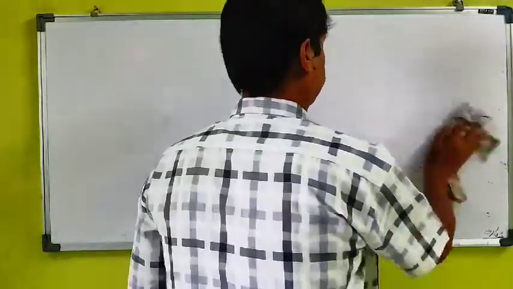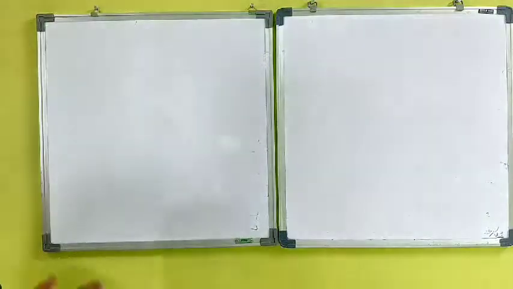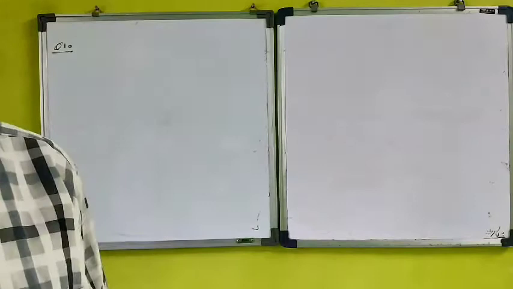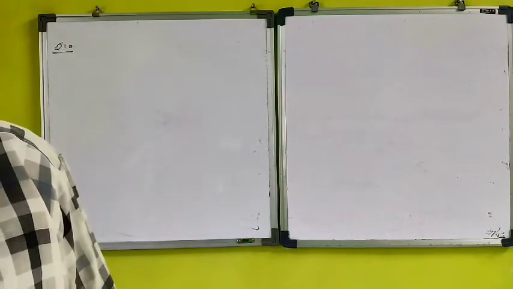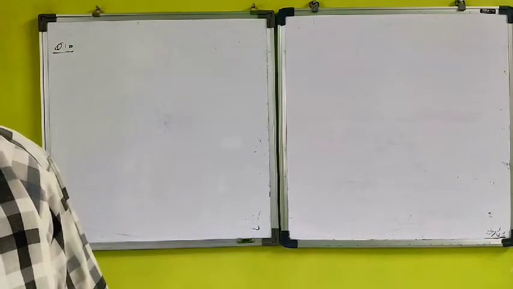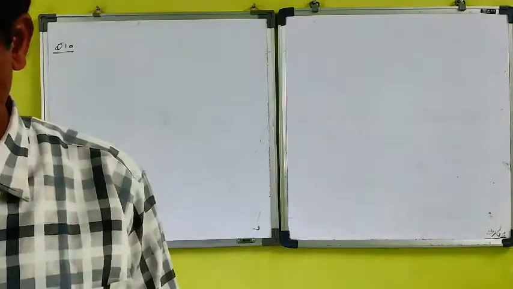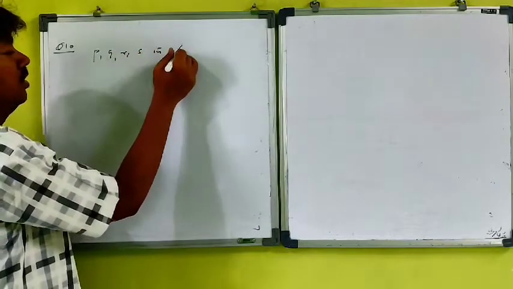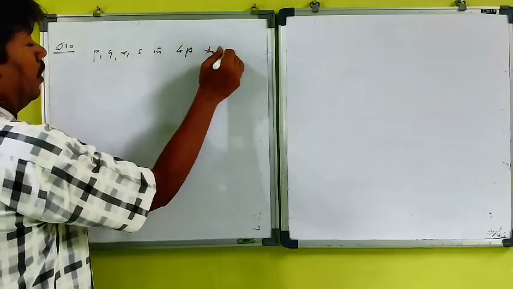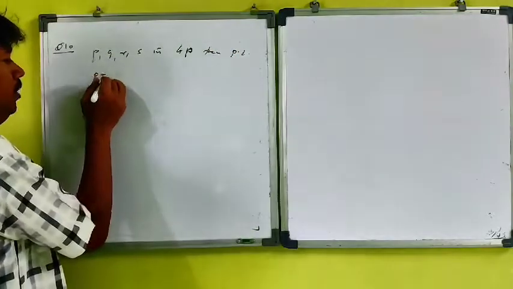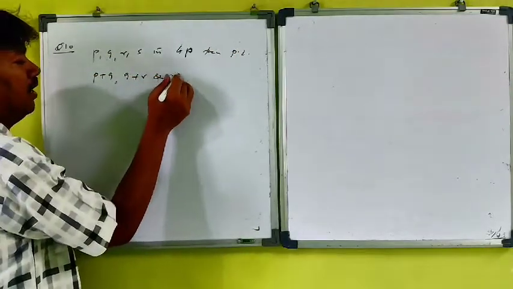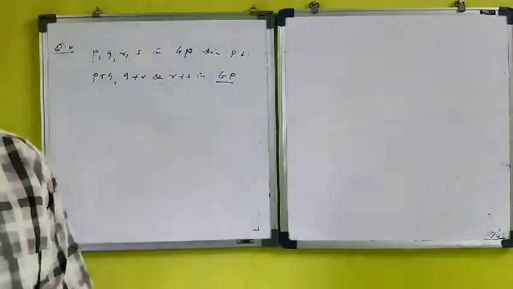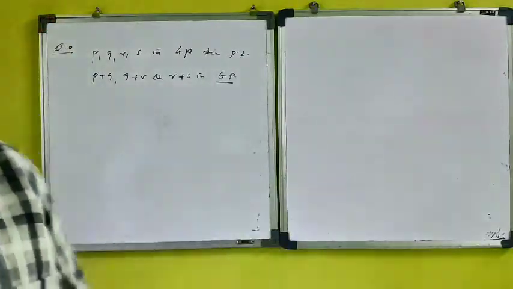Look at the question number 10. In the question number 10, it is given that P, Q, R is in GP. Then you have to prove that P plus Q, Q plus R and R plus S is also in GP.